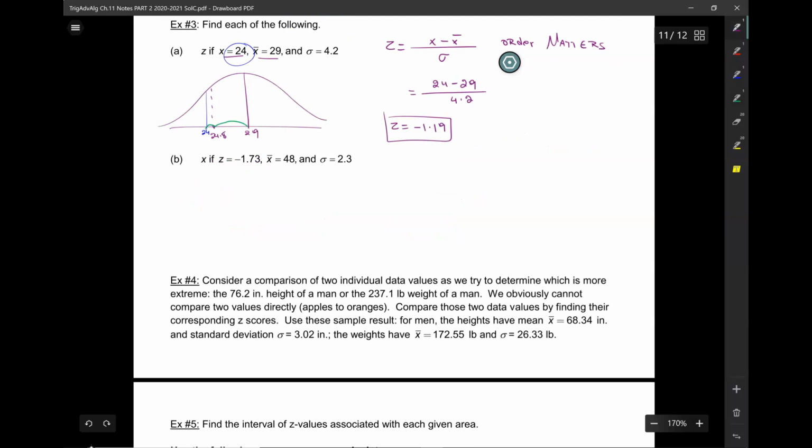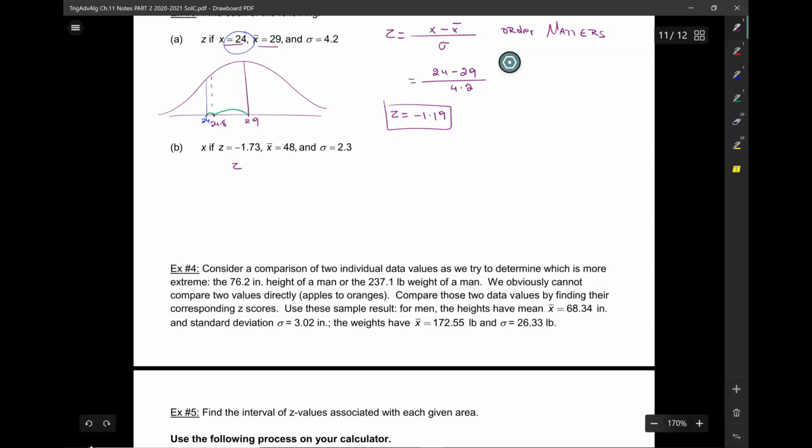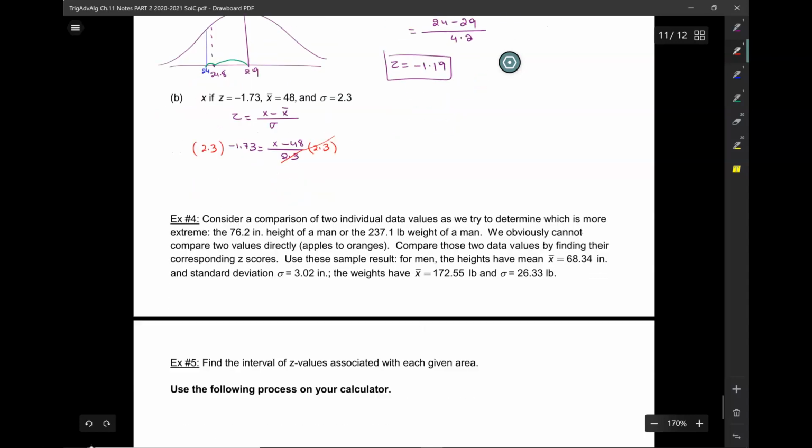Next, we are given z and x bar. We need to find x. Same formula again: z is x minus x bar over sigma. Z, negative 1.73, is equal to x minus 48 over 2.3. You need a calculator. You all need your calculators for what we're going to do later as well. Multiply by 2.3. Okay, some algebra. x minus 48 is negative 3.979.